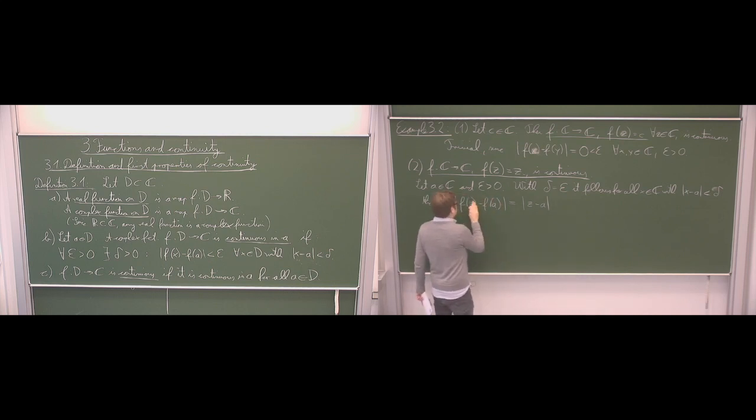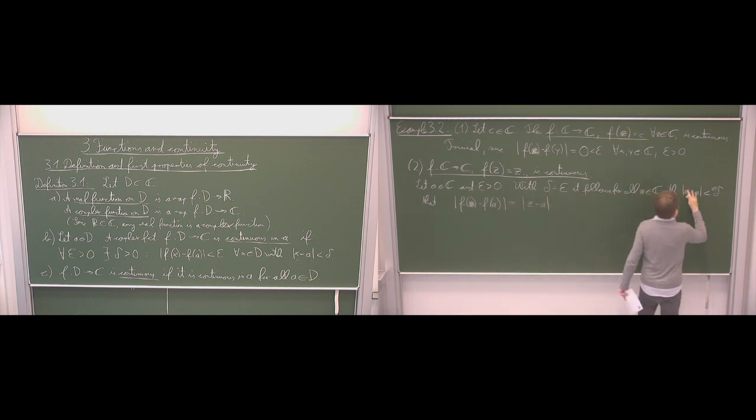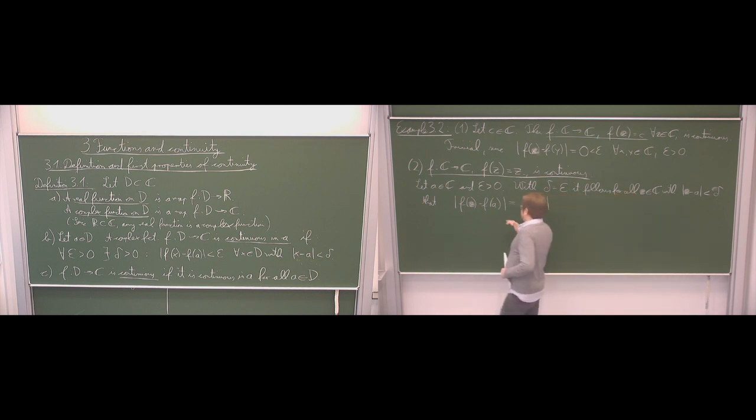Sorry, I wanted to call this x and not z. Oh no, I've called it z. Sorry, then just to keep it unique, I will also call this z here. This is the same as z minus a because f is just defined that way. This is by assumption smaller than delta, but delta is equal to epsilon.